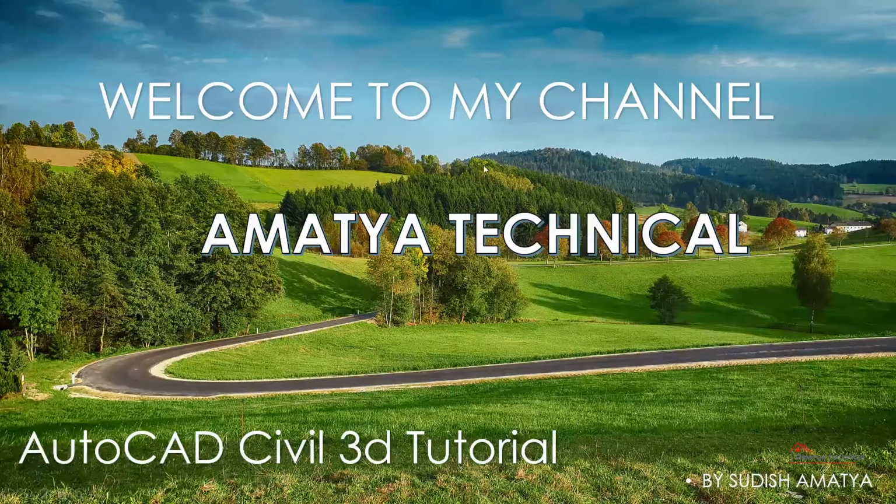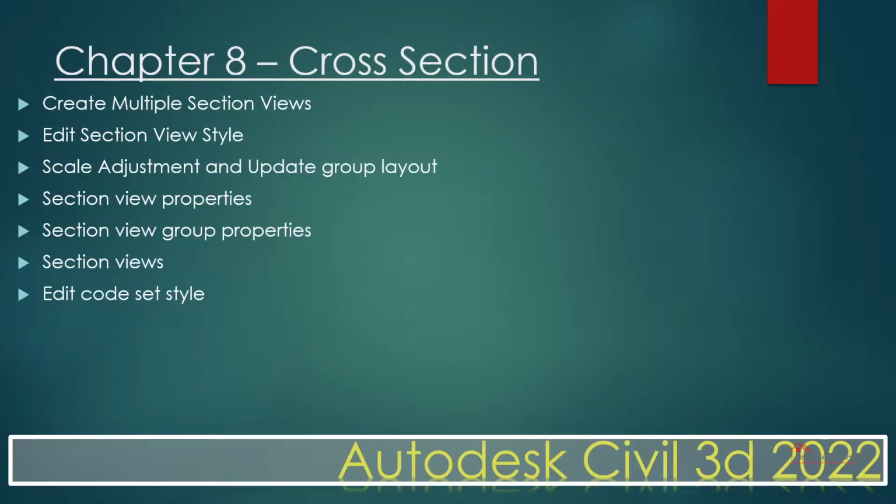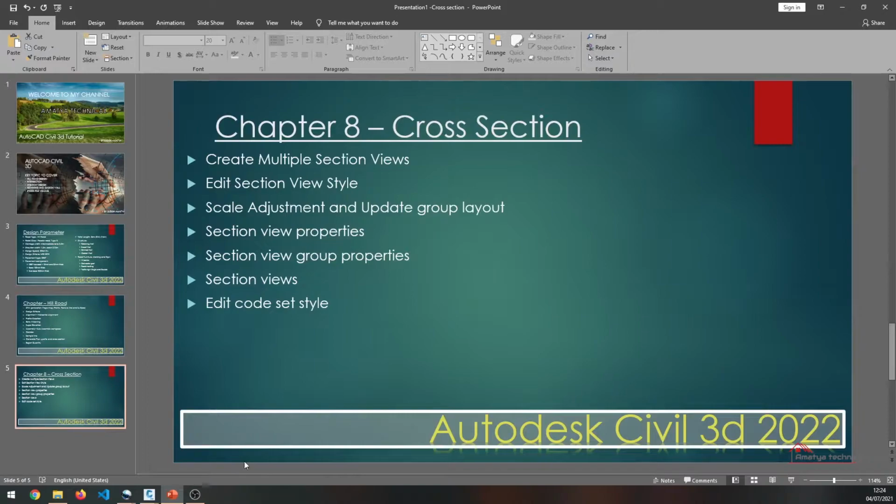So in today's lesson, we're gonna learn how to create a cross section. We're gonna discuss how to create a multiple section view, edit section view style, scale adjustment and update of group layout, section view properties, section view group properties, section view and edit code set style. So without any further delay, let's go to the AutoCAD Civil 3D.